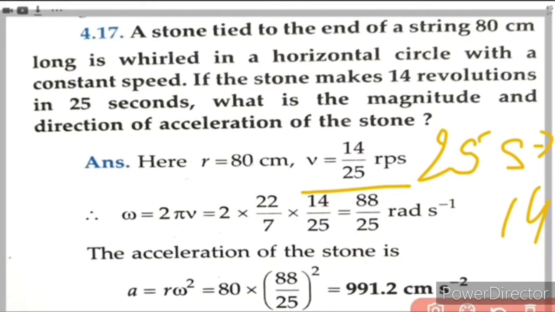Now omega equal to 2 pi nu. So that is equal to 2 into 22 by 7 into 14 by 25. That is equal to 88 by 25, that much radian per second. And the acceleration is given by a is equal to r omega square. Substituting for omega, we will get acceleration to be 991.2 centimeter per second square. And the direction of this acceleration, we know the direction is towards the center along the radius.